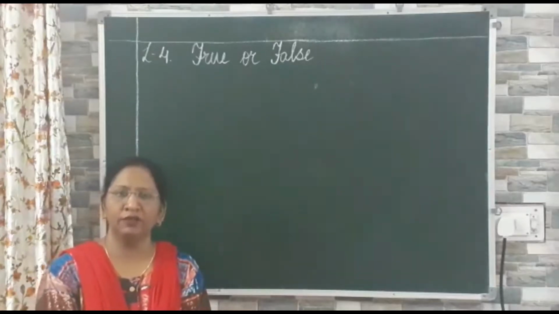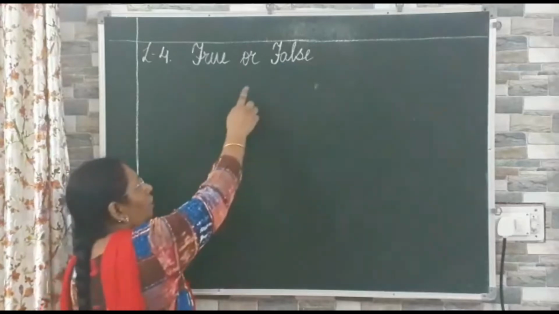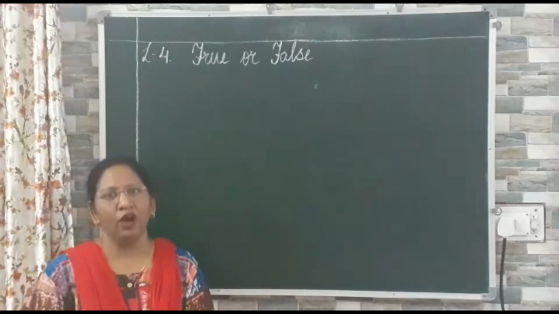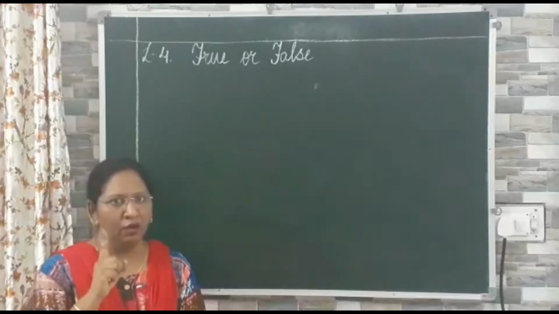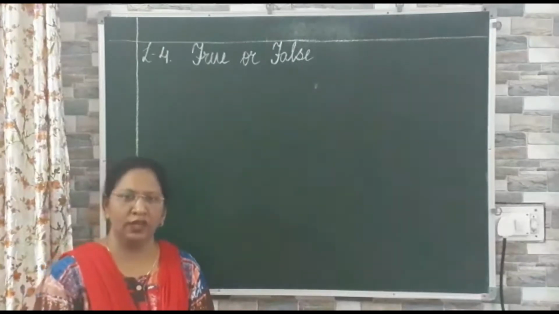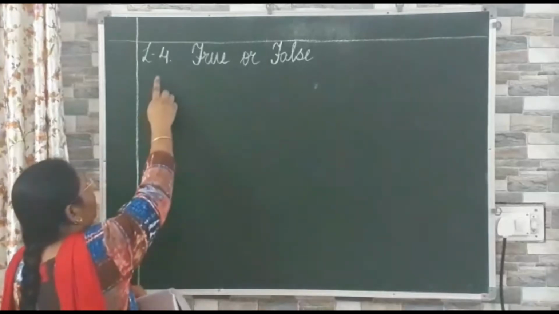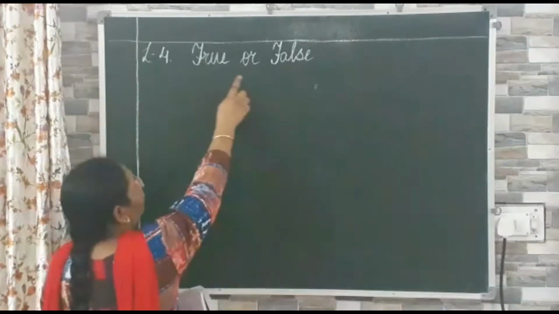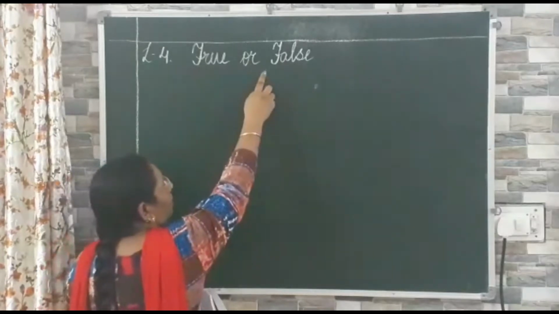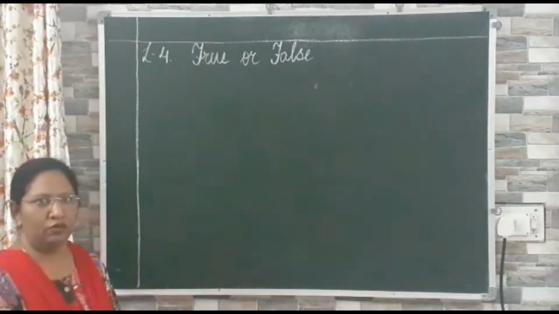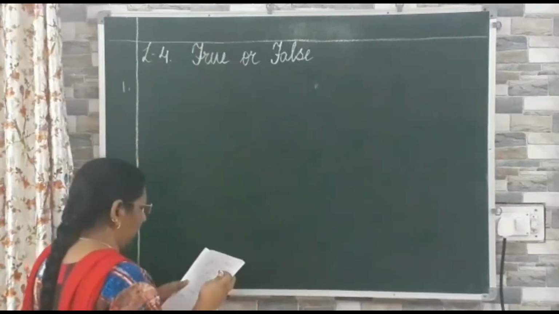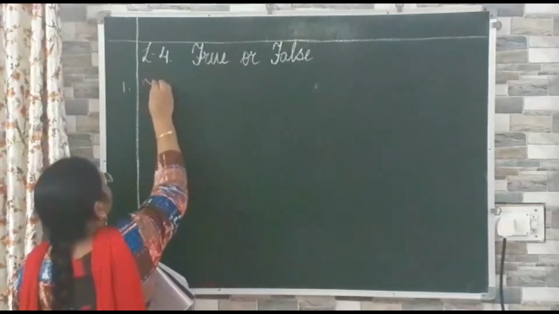In today's class we will do true or false of lesson number 4. For that you have to take out your English number 1 notebook and a new page also. Okay children. So let's start. In the first line write down lesson number 4, true or false, and you have to leave one finger gap after each word.